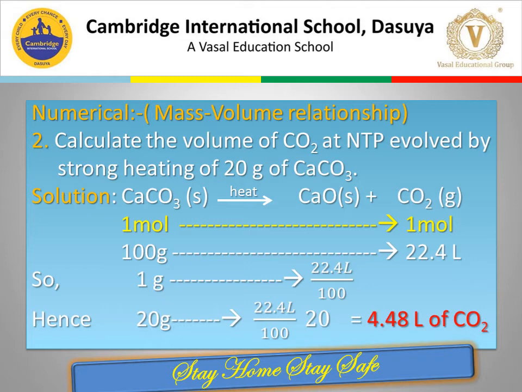So in this question, we found out the relationship between mass and volume. The mass of calcium carbonate was given, that was the reactant, and the volume of carbon dioxide evolved was asked, and the volume comes out to be equal to 4.48 liters of carbon dioxide.